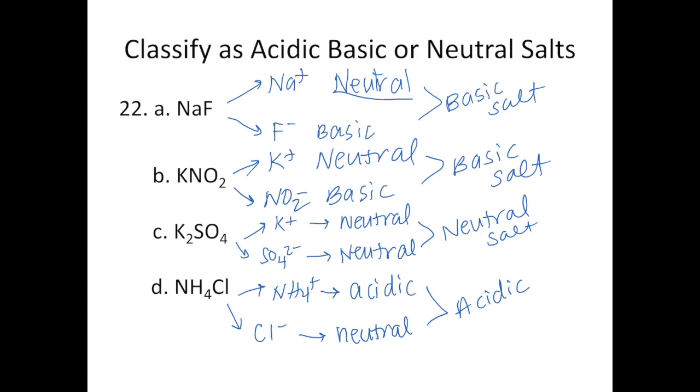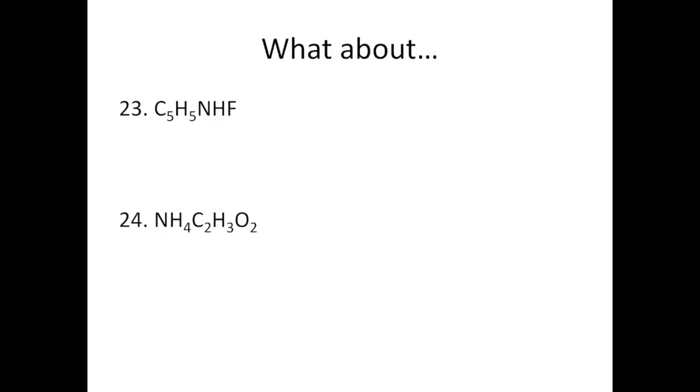You break up this one, we have ammonium and chloride. Chloride comes from HCl, so we know that's a strong parent, so it's neutral. NH4 acts as an acid. NH4 plus, ammonium is acidic, so we have an acidic salt. Okay, that's how to tell whether your salt is basic or acidic.